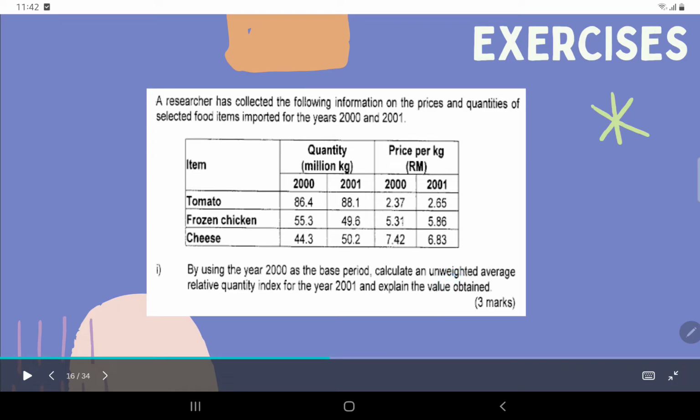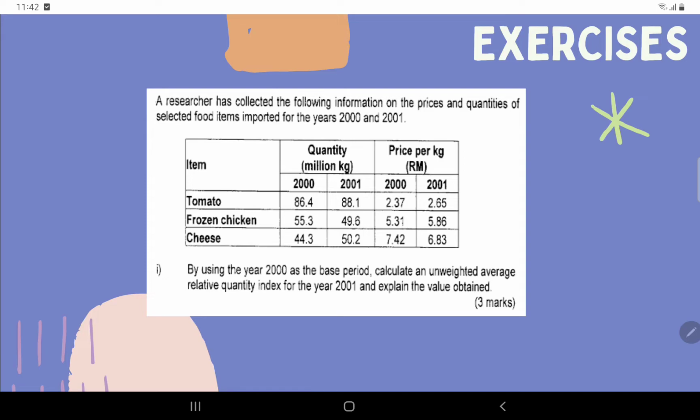So first we need to calculate the quantity index, okay, simple quantity index for each of the items. Okay, the first item we got here is tomato. So we want to calculate the index for year 2001 for quantity. Okay, for quantity, so kita tengok yang ni je lah. Okay, quantity for 2001 is 88.1 divide by the quantity in the base year, which is 86.4, and then times with 100.